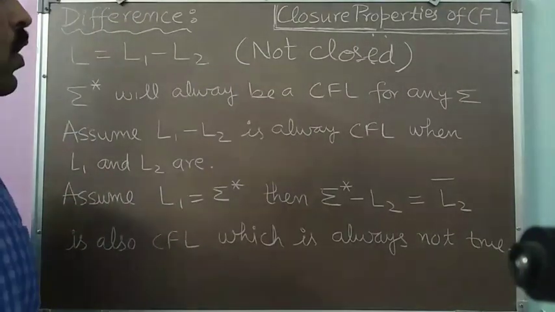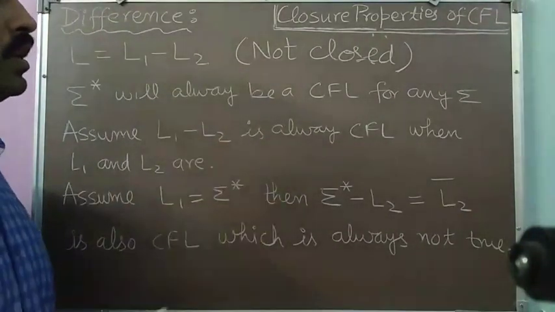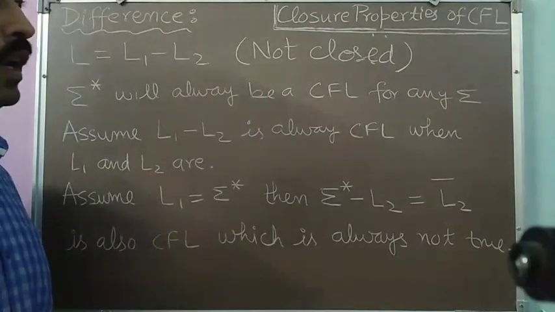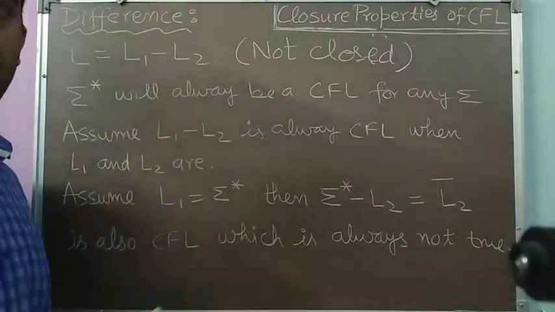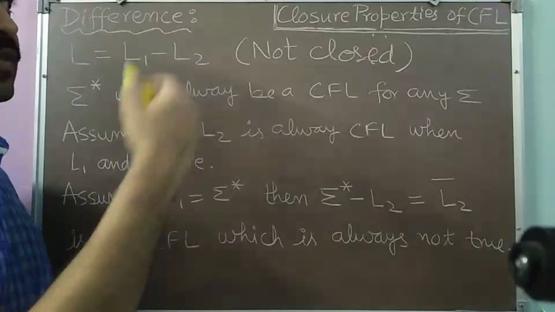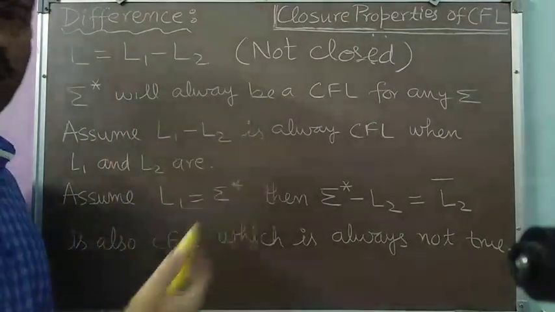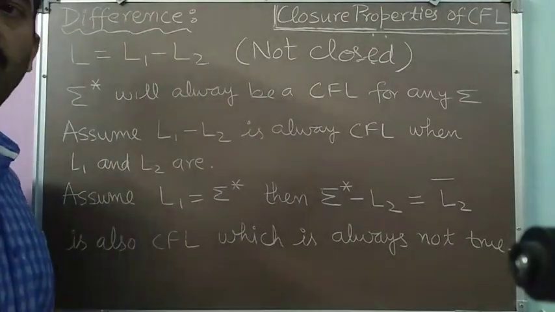So these are all important closure properties of the context-free languages which I have discussed. There are many other operations also over which we can test whether the set of context-free languages is closed or not, but these are the most important ones.